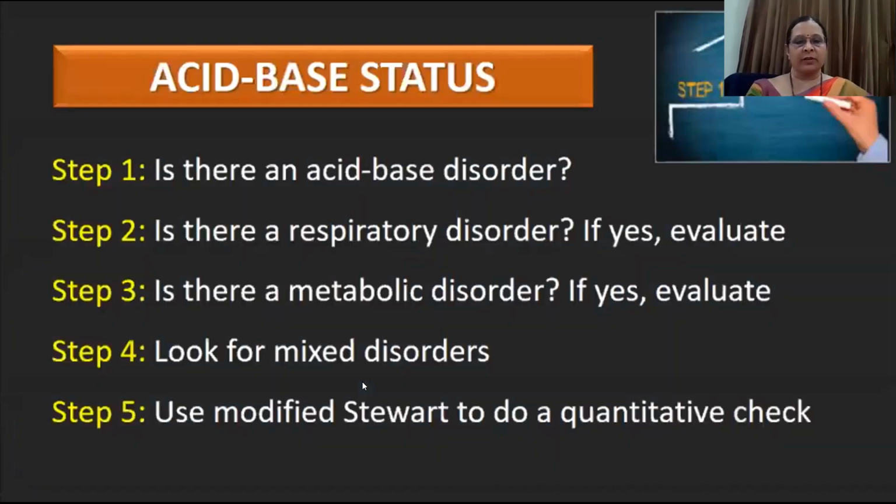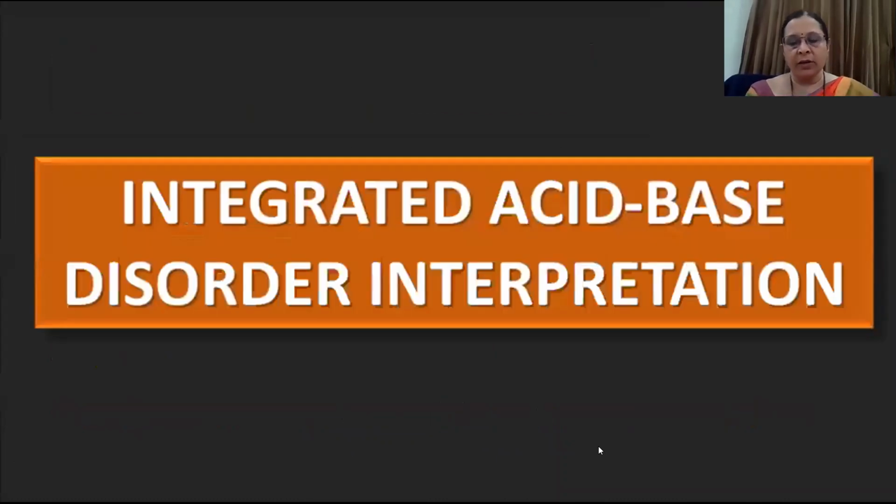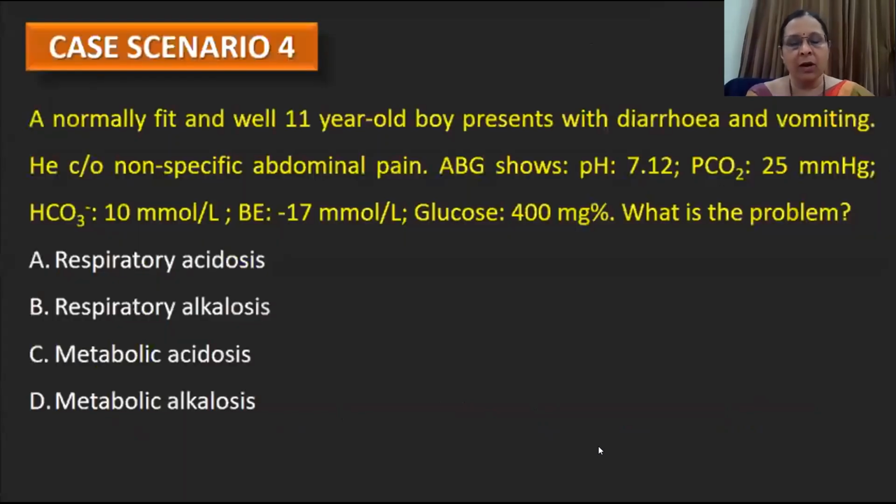So now I've covered all the 5 steps. Is there an acid-base disorder? Is there a respiratory disorder? If yes, evaluate. Is there a metabolic disorder? If yes, evaluate. Look for mixed disorders and use modified Stewart to do a quantitative check. So we've gone through all this. We need to integrate the interpretations. We'll now go on to try and calculate a few things.